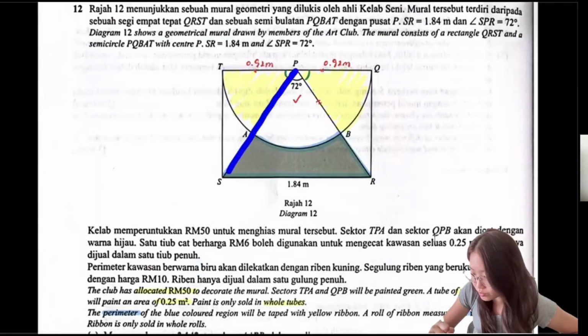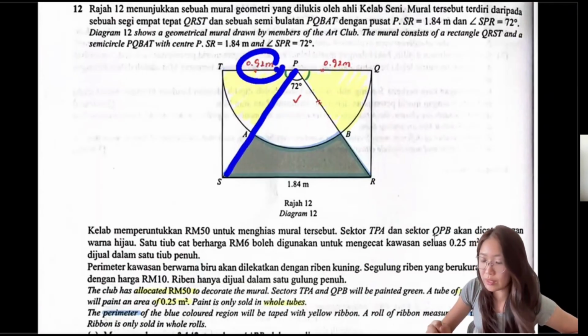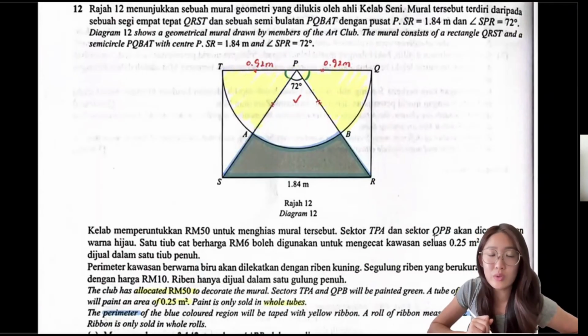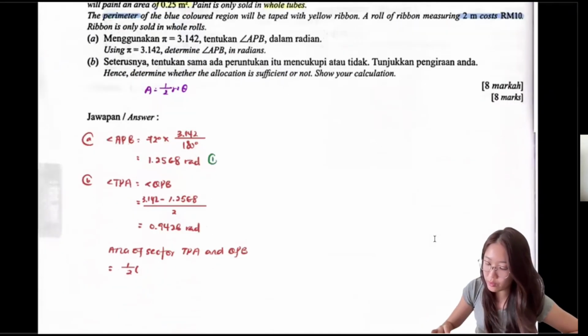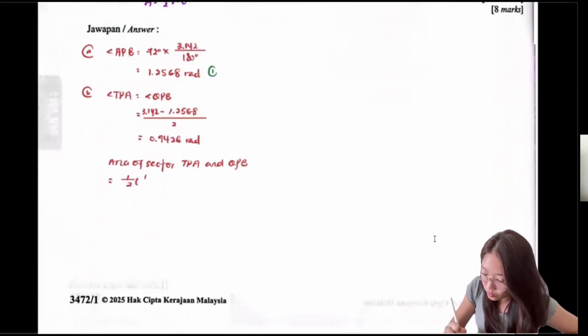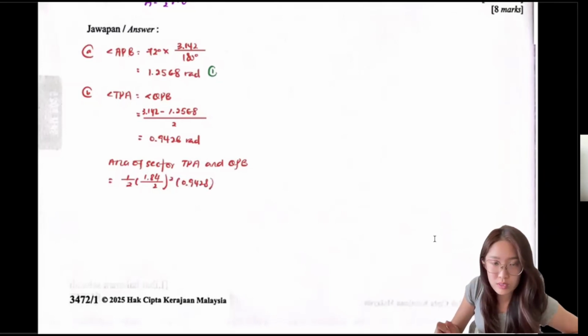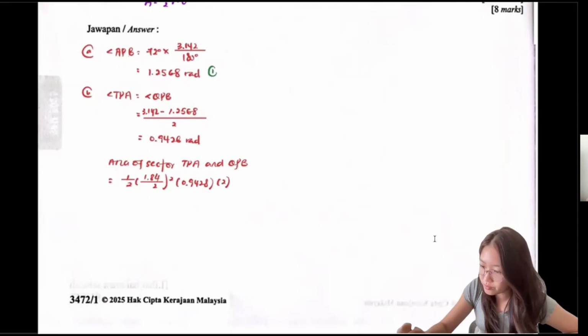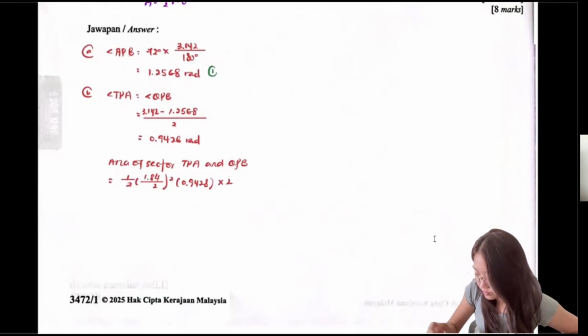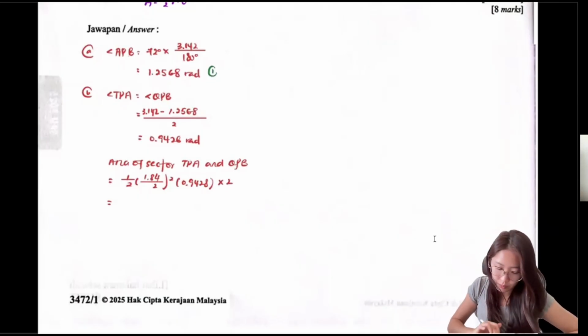1.84 divided by 2, that's how we get 0.92, isn't it? So show them how you get 0.92. So 1.84 divided by 2, square. And the angle is 0.9428. And then you have 2 sectors, times 2. Okay, 1.84 divided by 2 square times 0.9428.